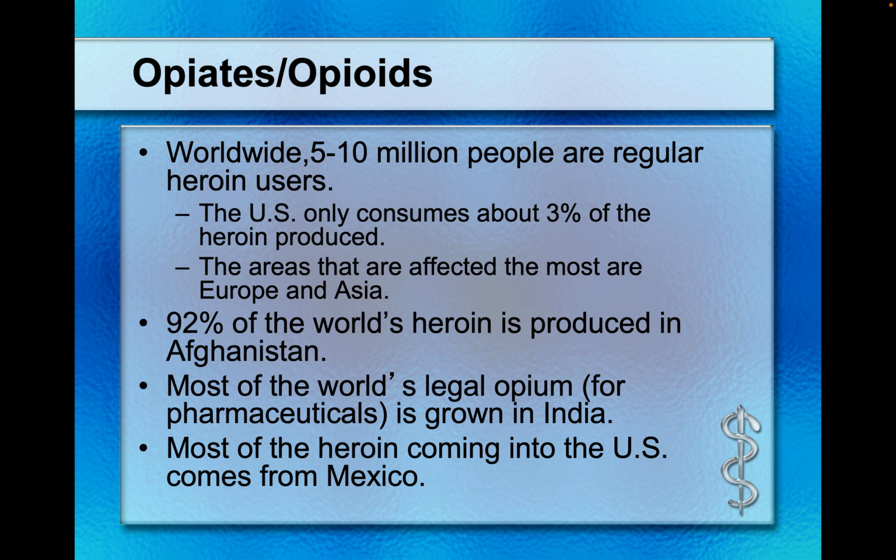Worldwide, 5 to 10 million people are regular heroin users. The United States only consumes about 3% of the heroin produced. The areas that are affected the most are Europe and Asia. 92% of the world's heroin is produced in Afghanistan. Most of the world's legal opium for pharmaceuticals is grown in India. Most of the heroin coming into the United States comes from Mexico.